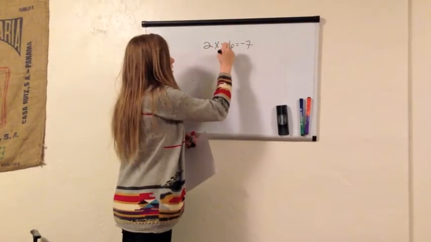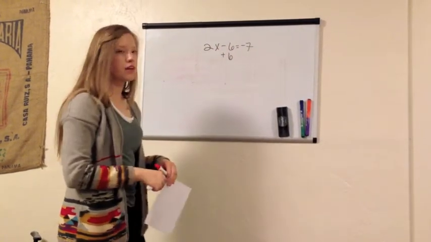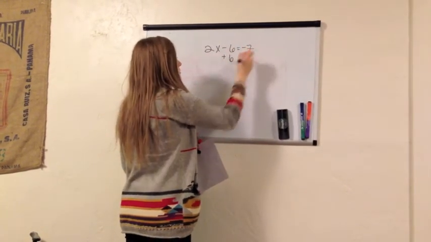So we add 6 over here because we must add or subtract before we multiply or divide. So we added 6 to the left side. We're going to add 6 to the right side.